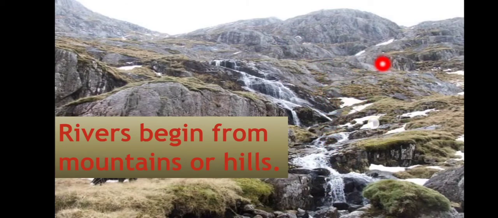You can see in this picture, some small streams are flowing to this hill. This is the starting stage of a river. Rivers begin from mountains or hills where rainwater or snow collects and forms into tiny streams.